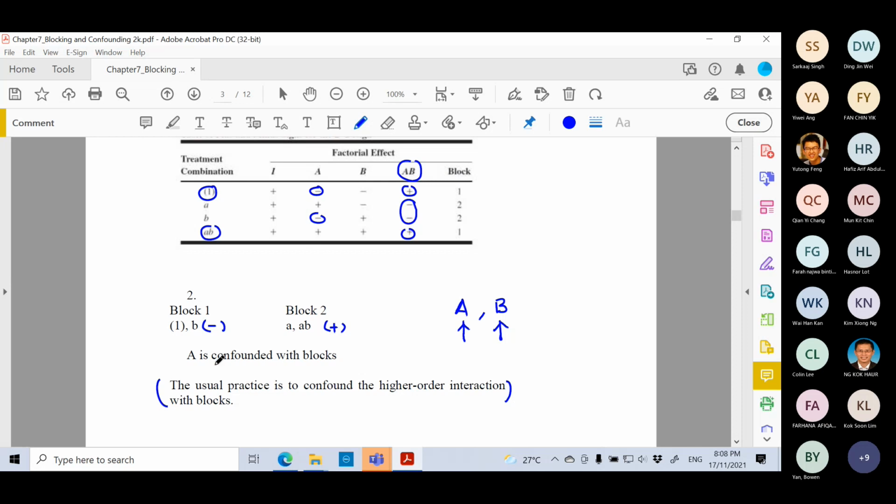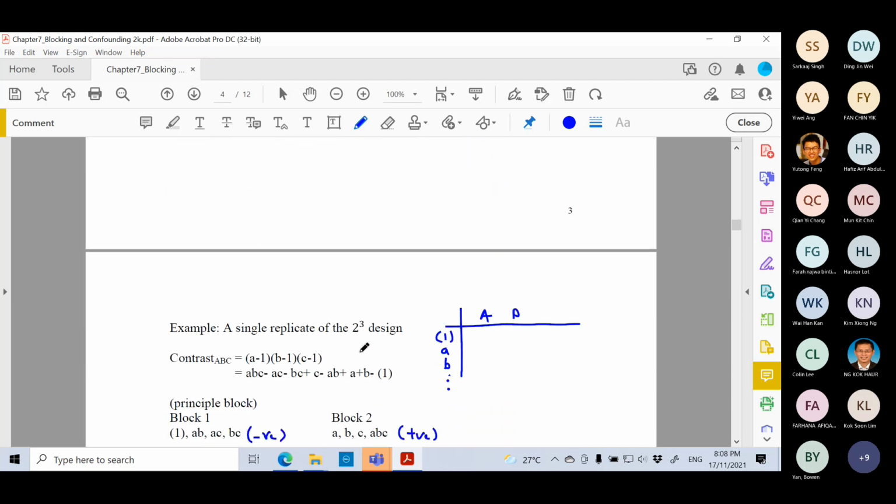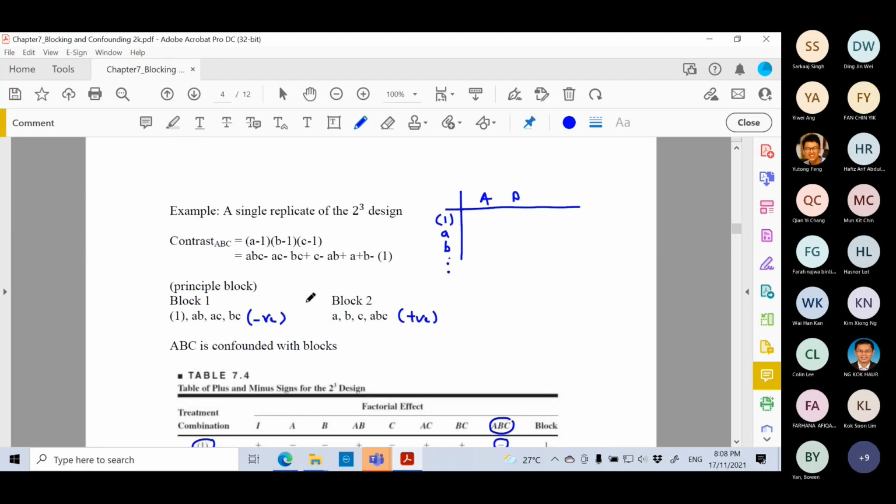Okay. So the usual practice is to confound with the high order interaction, because the high order interaction is not our interest. Therefore, we will give up the information of the high order interaction. Okay. So now I have two cases I will show you. Okay, before I go to the two cases, here I show you another example.